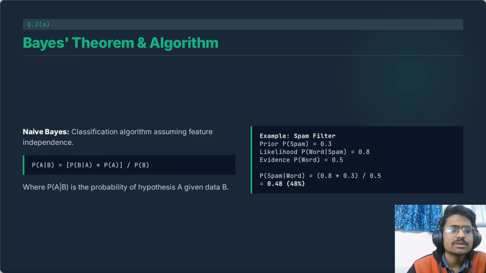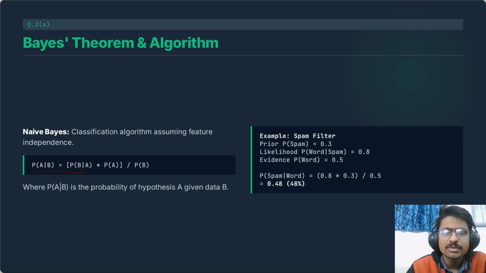So the first part of our second question is Bayes theorem and its algorithm. Naive Bayes is a classification algorithm assuming feature independence. So Bayes theorem is P(A|B) = P(B|A) × P(A) / P(B), where P(A|B) is the probability of hypothesis A given data B.